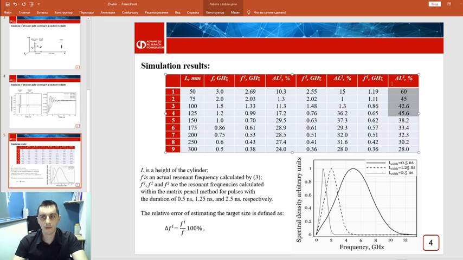So the bandwidth of the radiated pulse signal can be tuned by using preliminary information about the target size to increase the accuracy of estimation. If the resonant frequency of the target belongs to the bandwidth of the signal, the relative error decreases with the increase in the cylinder height, as a target with a larger radar cross-section provides stronger radar returns.